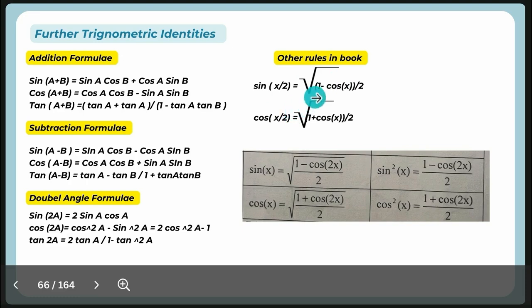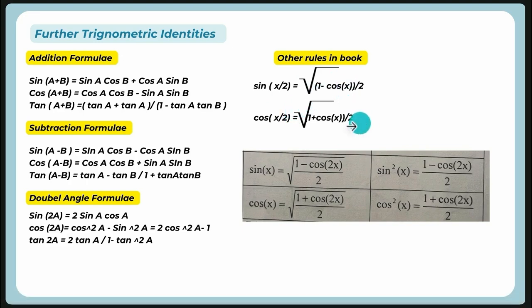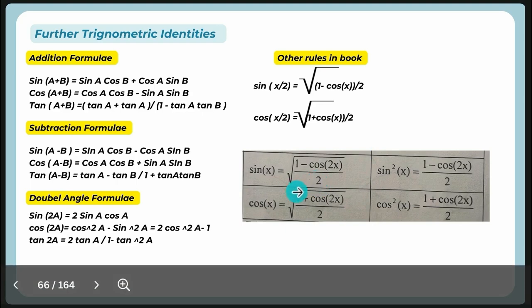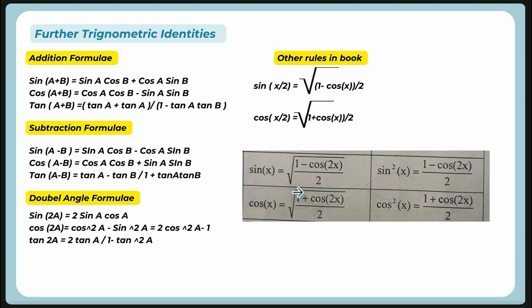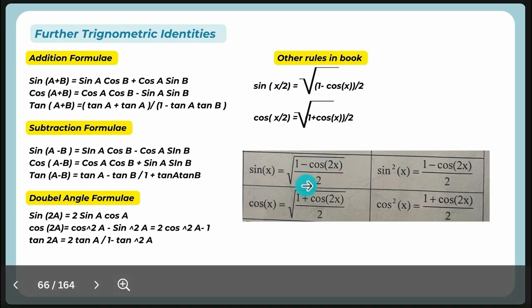Sine x over 2 is the square root of (1 minus cosine x) over 2. Cosine x over 2 is the square root of (1 plus cosine x) over 2. Then you have two other equations: sine of x and cosine of x are the square root of (1 minus cosine 2x) over 2, and the cosine of x will be the square root of (1 plus cosine 2x) over 2.